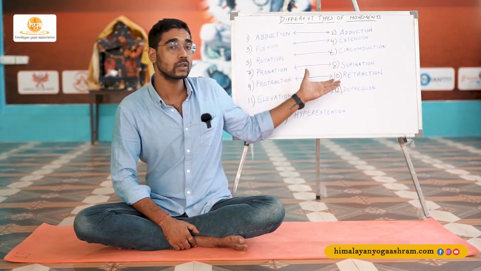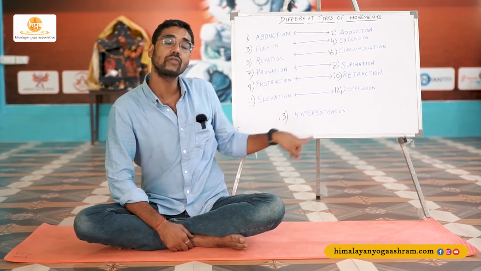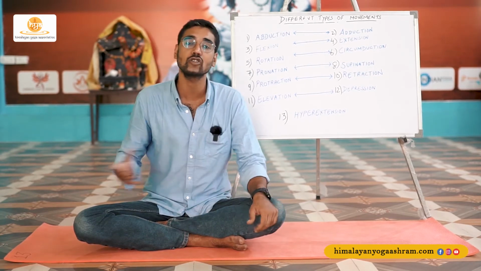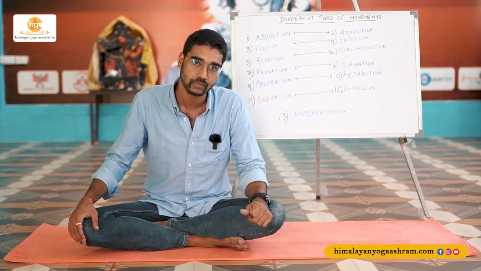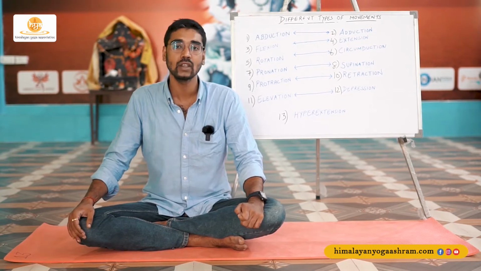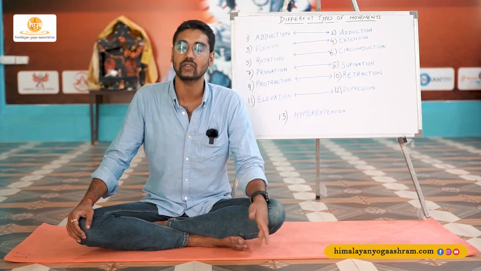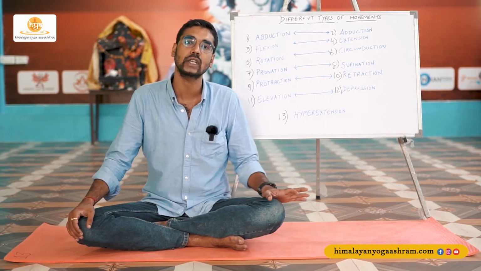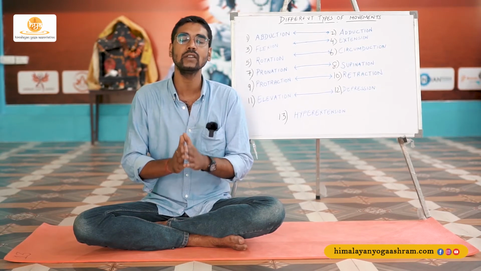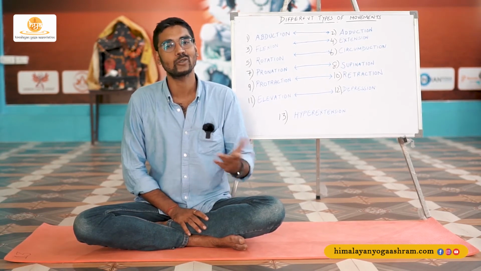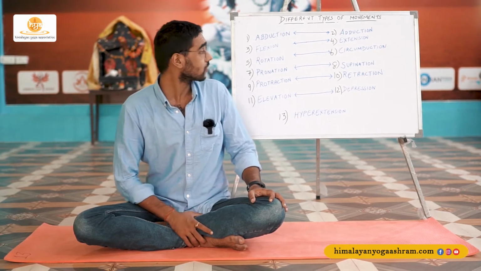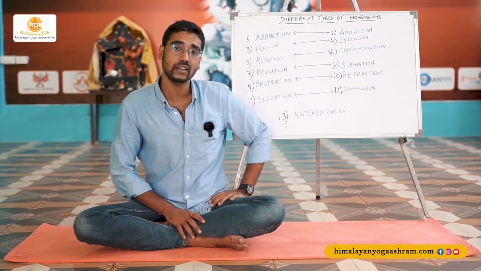Here you can see on the board there are 13 different types of movements available that we can make with the help of the various joints available in the human body. What are these names? What are the meanings of these names? And what is it that we're talking about? I'm pretty sure all of us are pretty well aware of all of these possibilities. Let's just go through it once and for all so that we are also well versed with the anatomical medical terms. The first one is abduction.